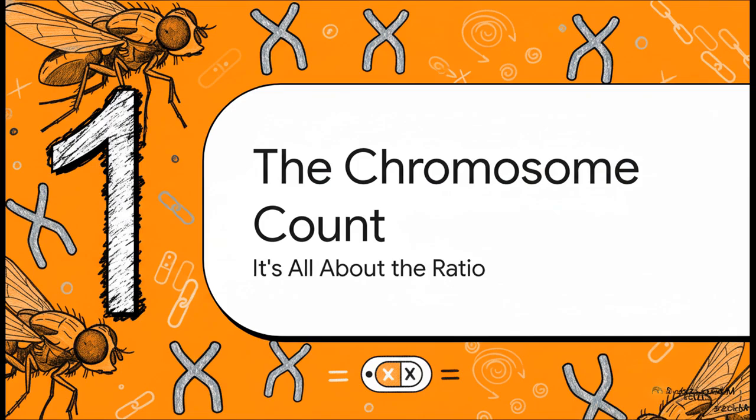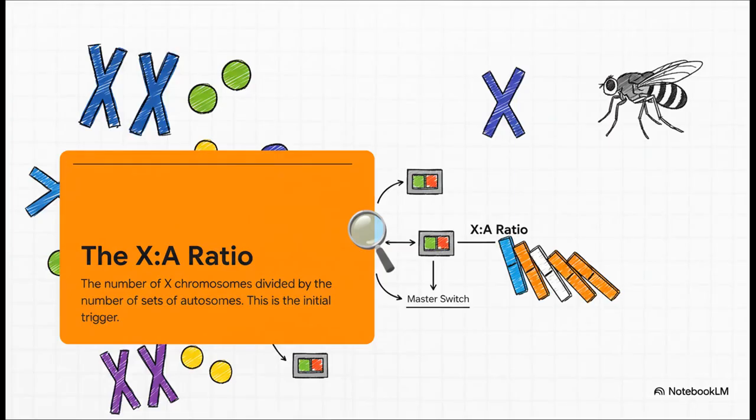All right, Section 1, the chromosome count. It's all about the ratio. So what pushes that very first domino? The initial signal, the thing that kicks this whole process off, isn't a single gene or a chromosome. Nope, it's something way more fundamental. A simple but incredibly powerful mathematical ratio. And this simple calculation is the crucial starting point.